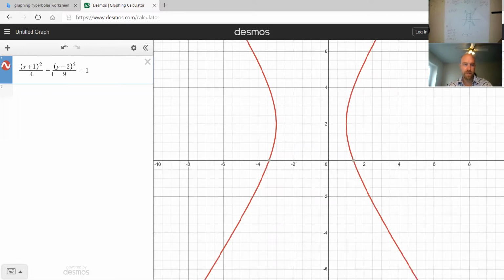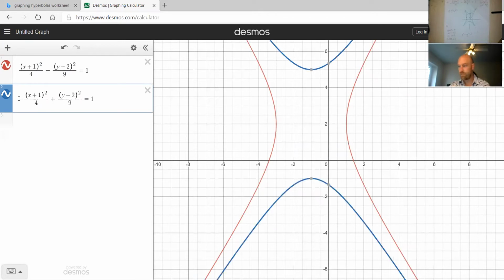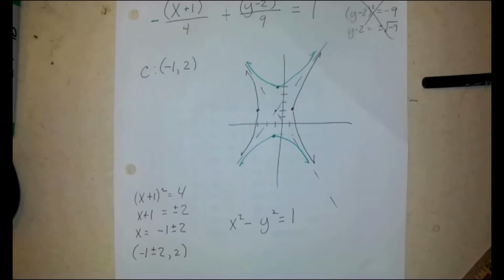And if I simply switch these, I'm going to copy and paste. And if I switch this one to a negative and this one to a positive, we get what was a green case over here, what is a blue case over there. And it looks pretty good to me. Okay, that'll do it.